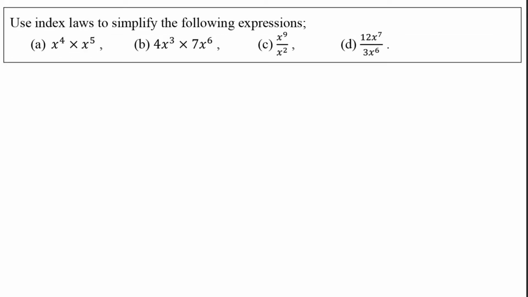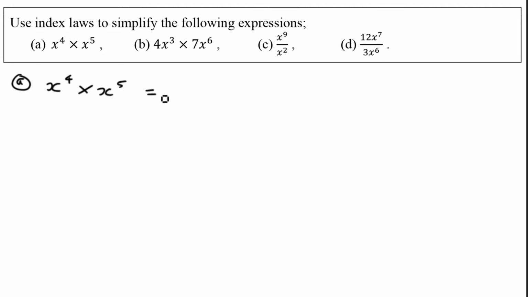Let's look at some examples which put these laws into practice. Use index laws to simplify the following expressions. This is also a good opportunity to clarify what we mean by an expression. An expression is just a collection of terms which we have to consider in its own right. It's not part of an equation. There is no equal sign that tells us what all this comes to. We just have to take the terms we're given and perhaps see if we can write them in a slightly nicer way. So in part A, we have to say, what is a nicer way of writing x to the 4 multiplied by x to the 5?